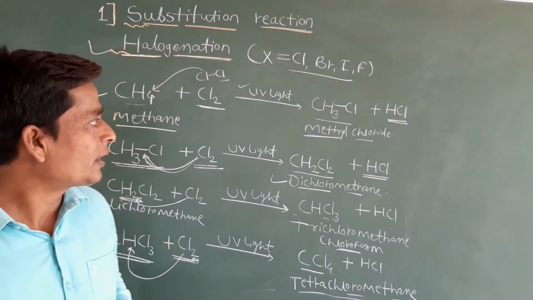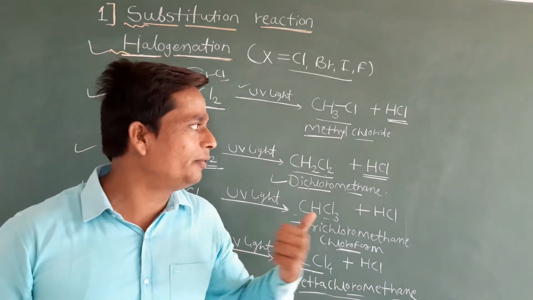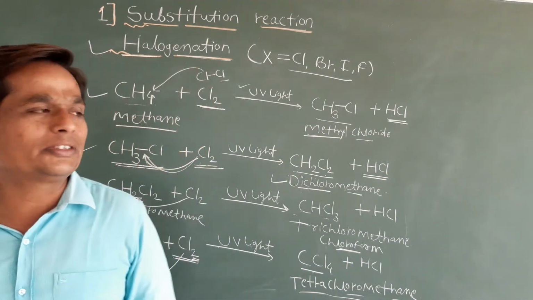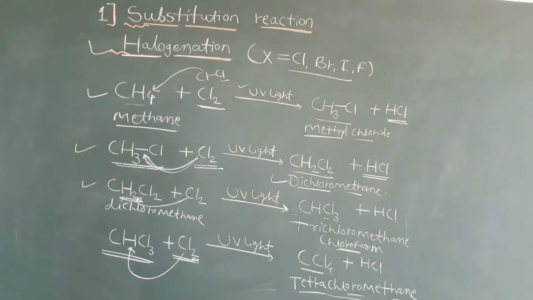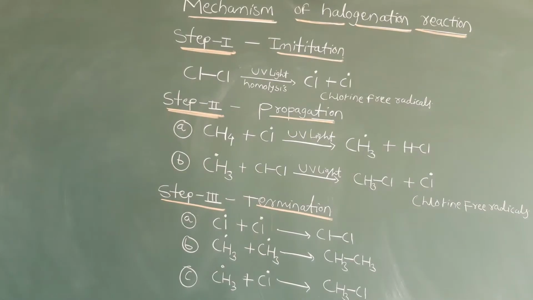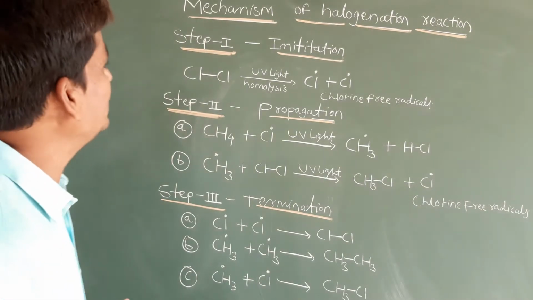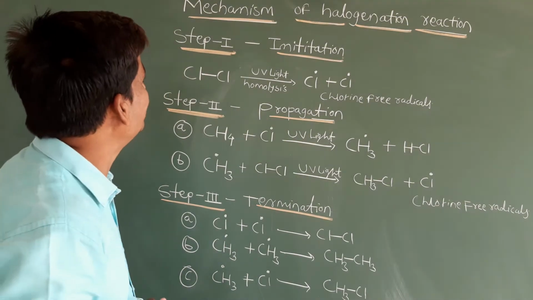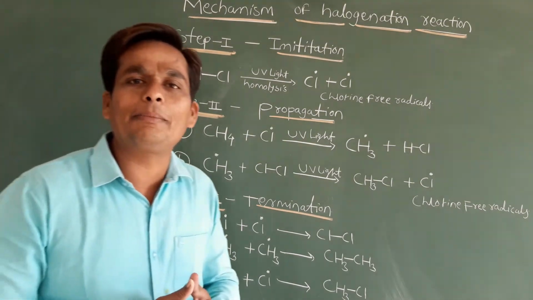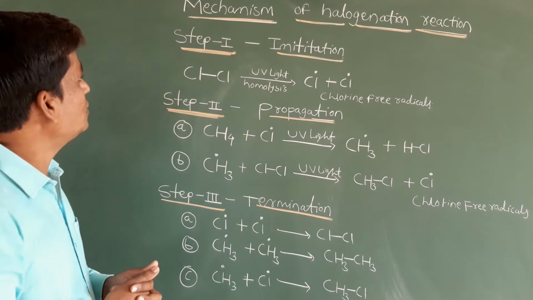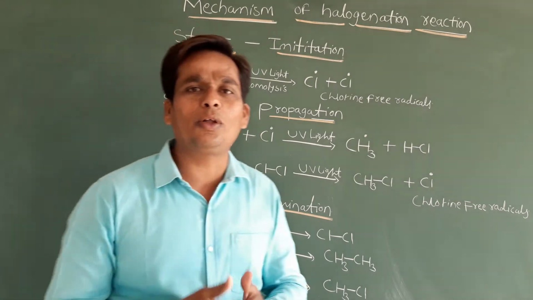Okay students, before that we just take the screenshot and then we will discuss the mechanism of this reaction. Okay students, we will now see the mechanism of this halogenation reaction. We have already discussed the chemical reaction of this halogenation. The mechanism of these reactions involves three steps.